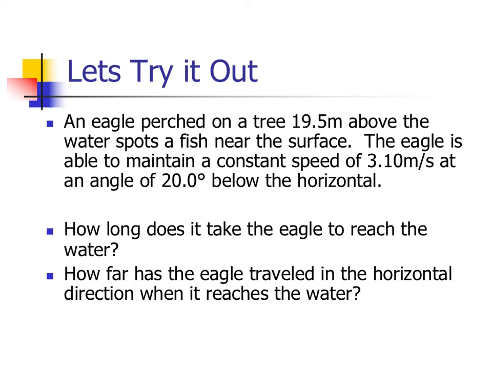So the example: an eagle is perched on a tree above water, spots a fish near the surface. It's going to go in for the kill. The eagle is able to maintain a constant speed of 3.1 meters per second at an angle of 20 degrees below the horizontal. How long does it take for the eagle to reach the water? That would be the time.